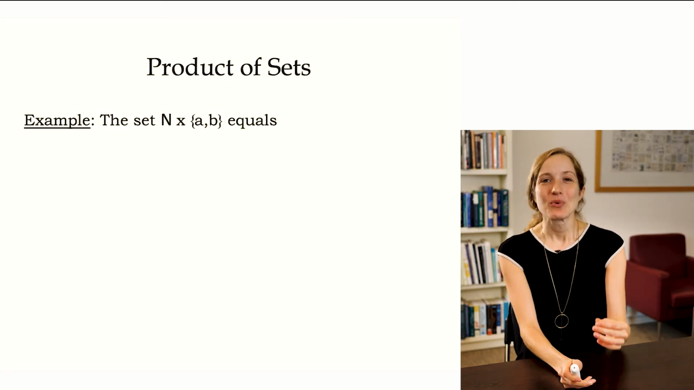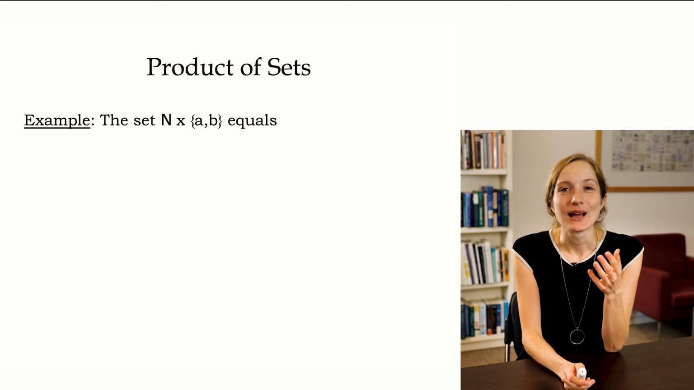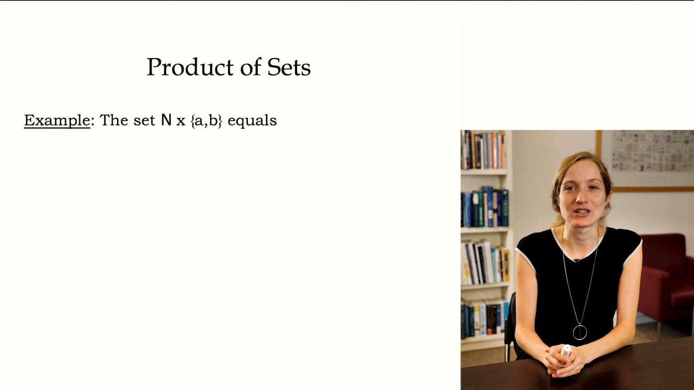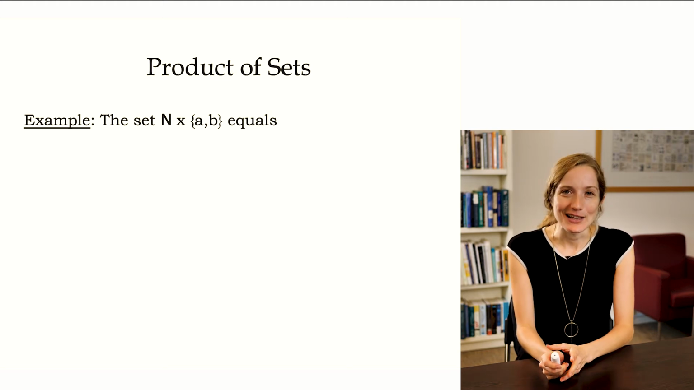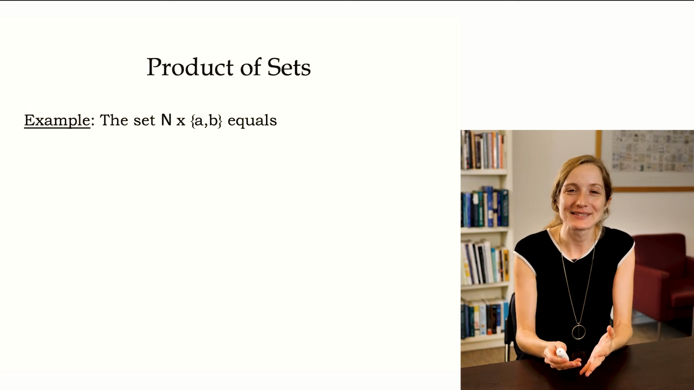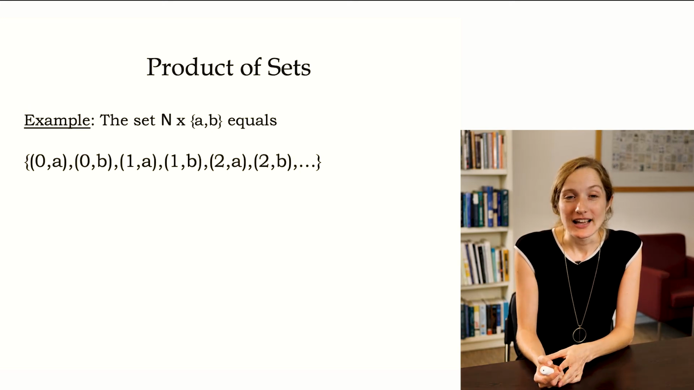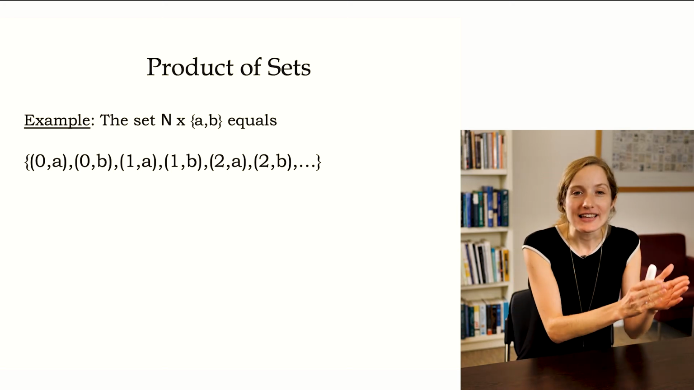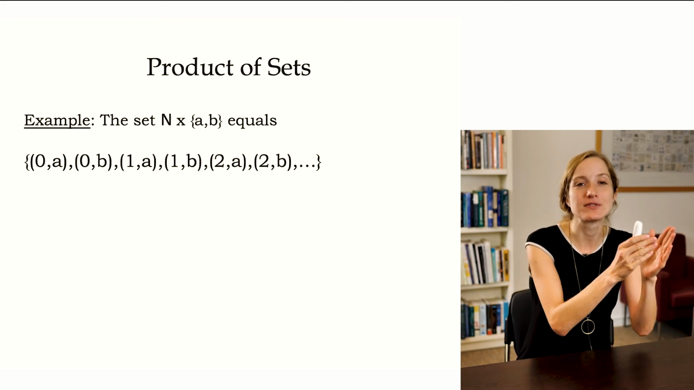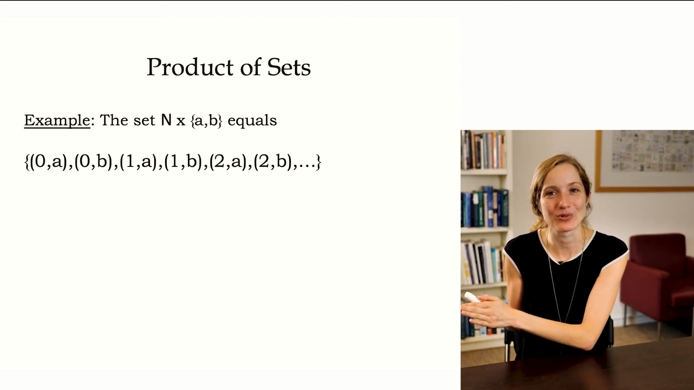So what about this? Here I have a set that's not finite. I'm taking the product of all the natural numbers cross the set {A, B}. Of course, now how many elements does this set have? Well, it's going to be infinite. Maybe that doesn't help so much. But what will it look like? It'll look like, again, kind of going through all the elements of the natural numbers and pairing it. So I have (0, A), (0, B), (1, A), (1, B), (2, A), (2, B), and so forth.